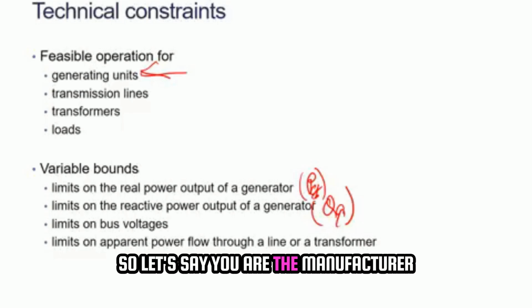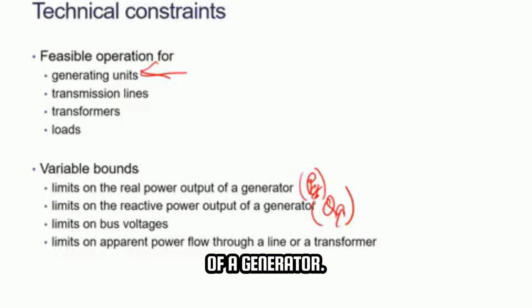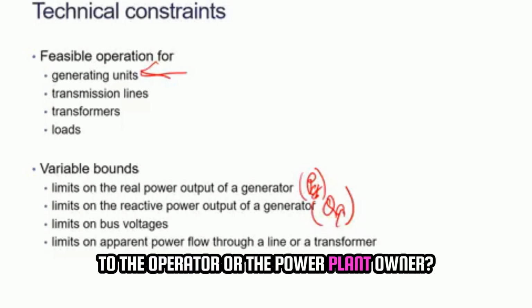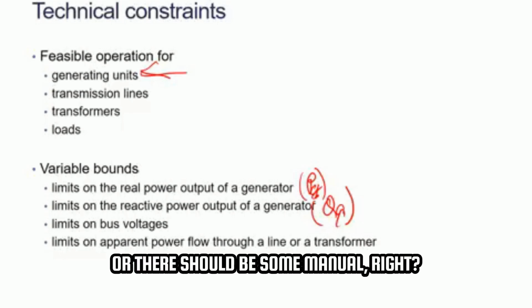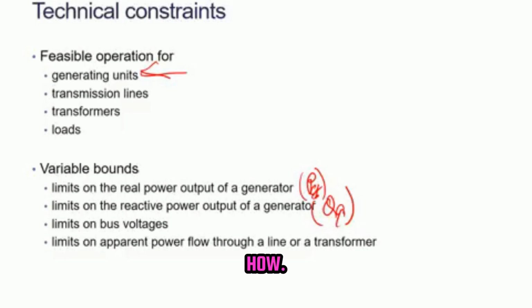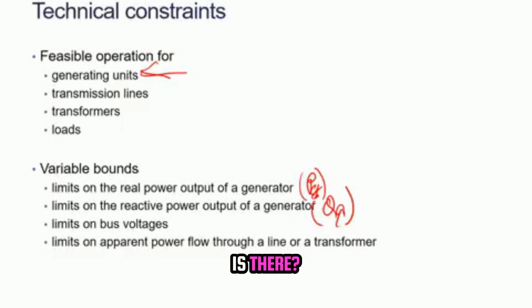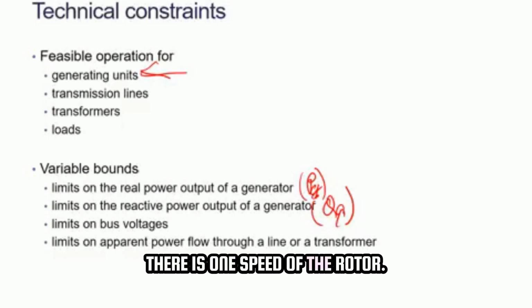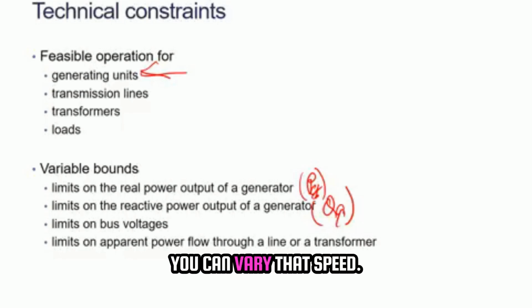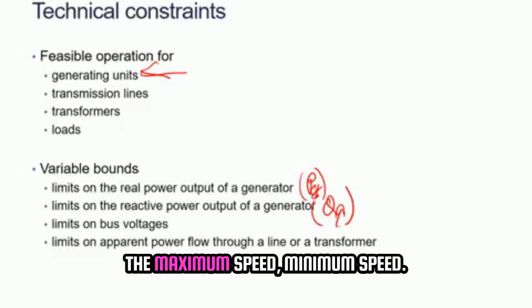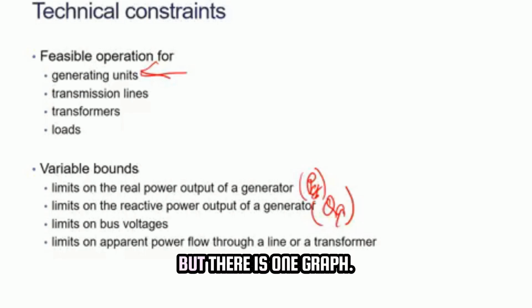So let's say you are the manufacturer of a generator. What detail will you give to the operator or the power plant owner? There should be some manual, right? How do you see that? There's some chart or graph. The speed of the rotor, yeah, you can vary that speed. Obviously, there is going to be a maximum speed and minimum speed. Yeah, that is all there. But there is one graph.